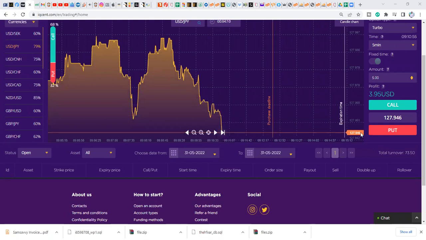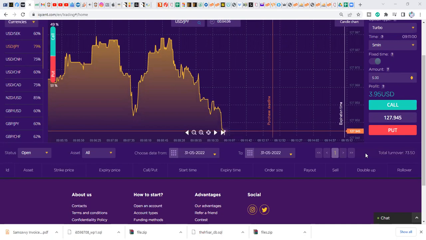Now, see the price action is currently on 944. It's currently on 945. Are we seeing that? 945. Remember, we call the last three digits. It's currently on 945, 946, back to 945.